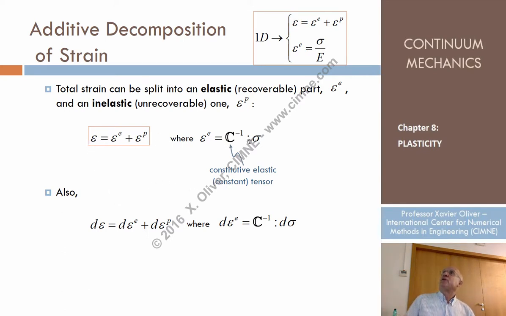What holds for total values also holds when we differentiate. So the increment of epsilon is the increment of the elastic strains plus the increment of plastic strains, where the increment of elastic strains is C minus 1, this is constant, times the increment of stresses. Okay? So this is the generalization of that. Straightforward generalization. Okay?